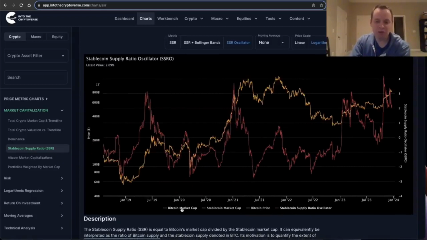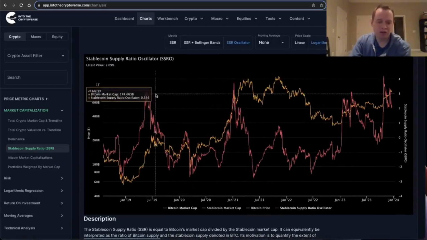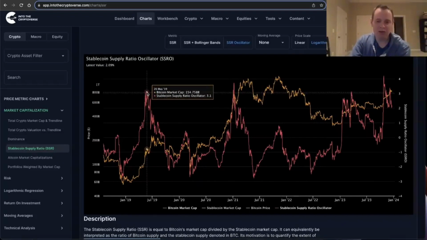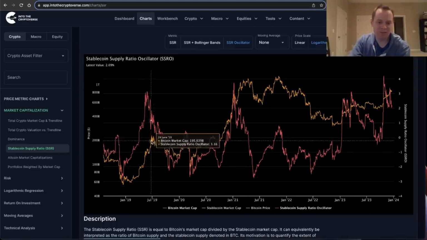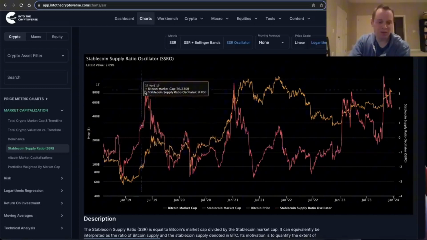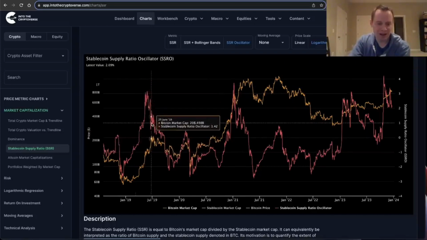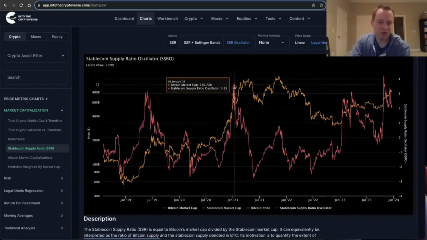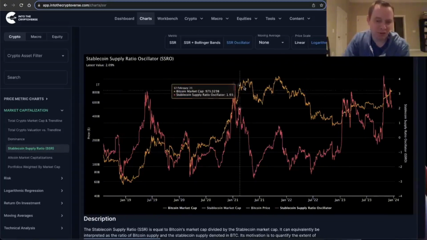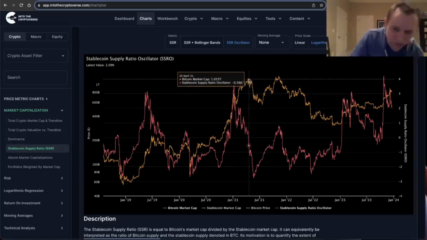Now, if you overlay Bitcoin's market cap on here, what you'll see is that oftentimes when it goes to that 3 to 4 level, it doesn't actually mark the high in price, right? Oftentimes the actual price high occurs while the stablecoin supply ratio oscillator is coming back down, as you can see in 2019, and also as you can see in 2021, right? Like the actual high occurred at 42K for the SSRO, but then the price of Bitcoin went much higher than 42K in this distribution phase. So that's an interesting thing to look at.